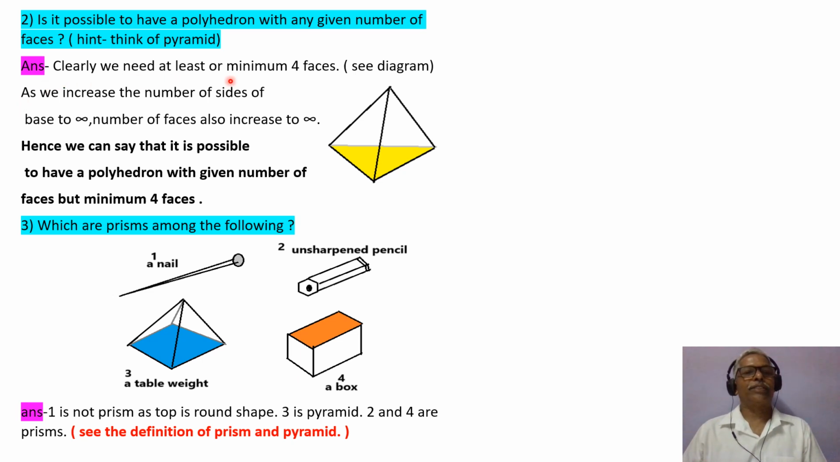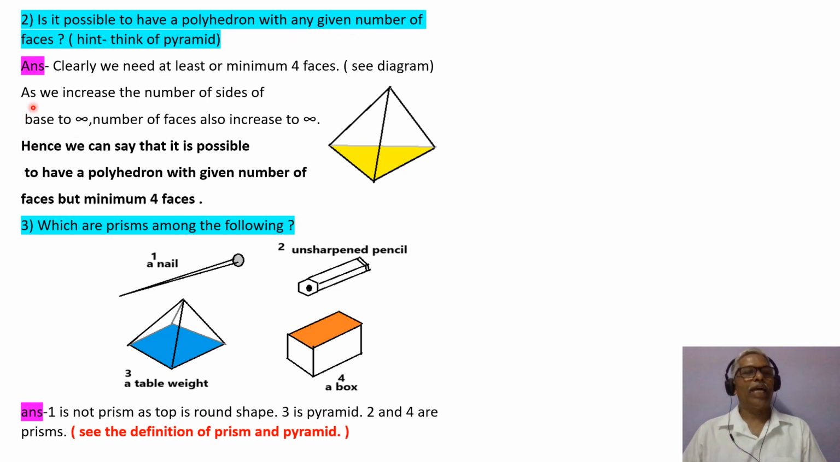Clearly, we need at least or minimum four faces. See diagram. Okay, this is a triangle and there are four faces here. Okay, third one is backside. Now, second part. This is the minimum number of faces. Then we will see the maximum number of faces.